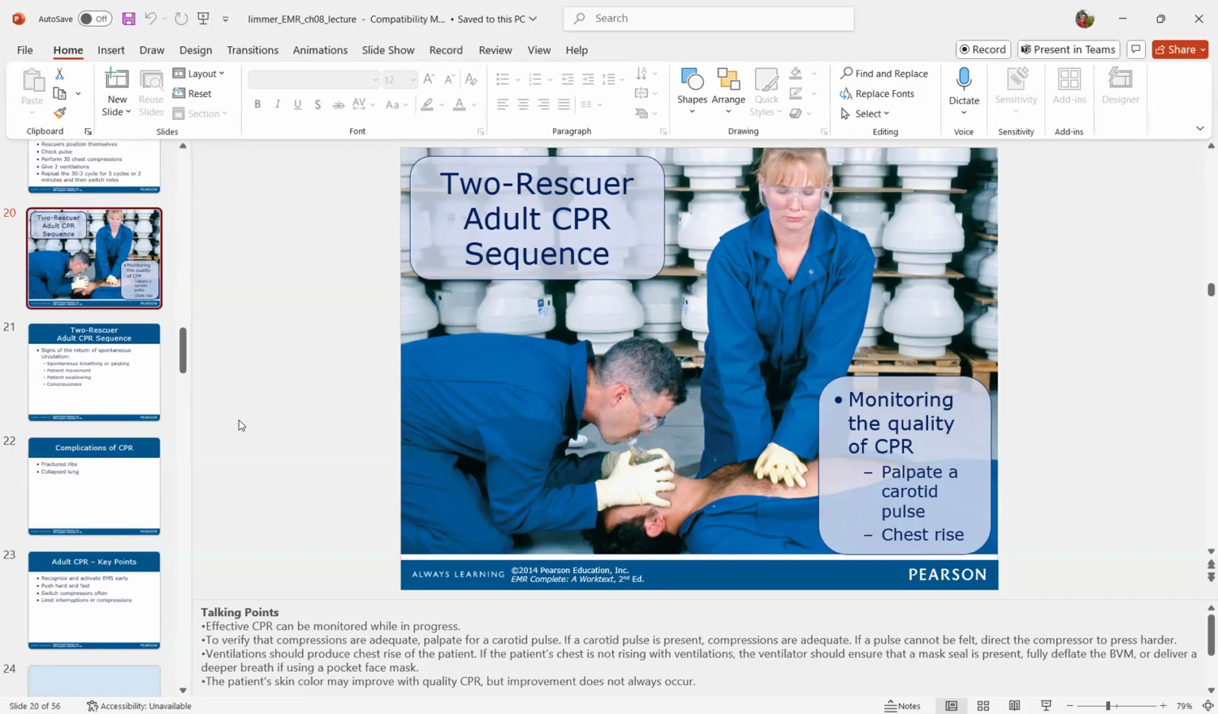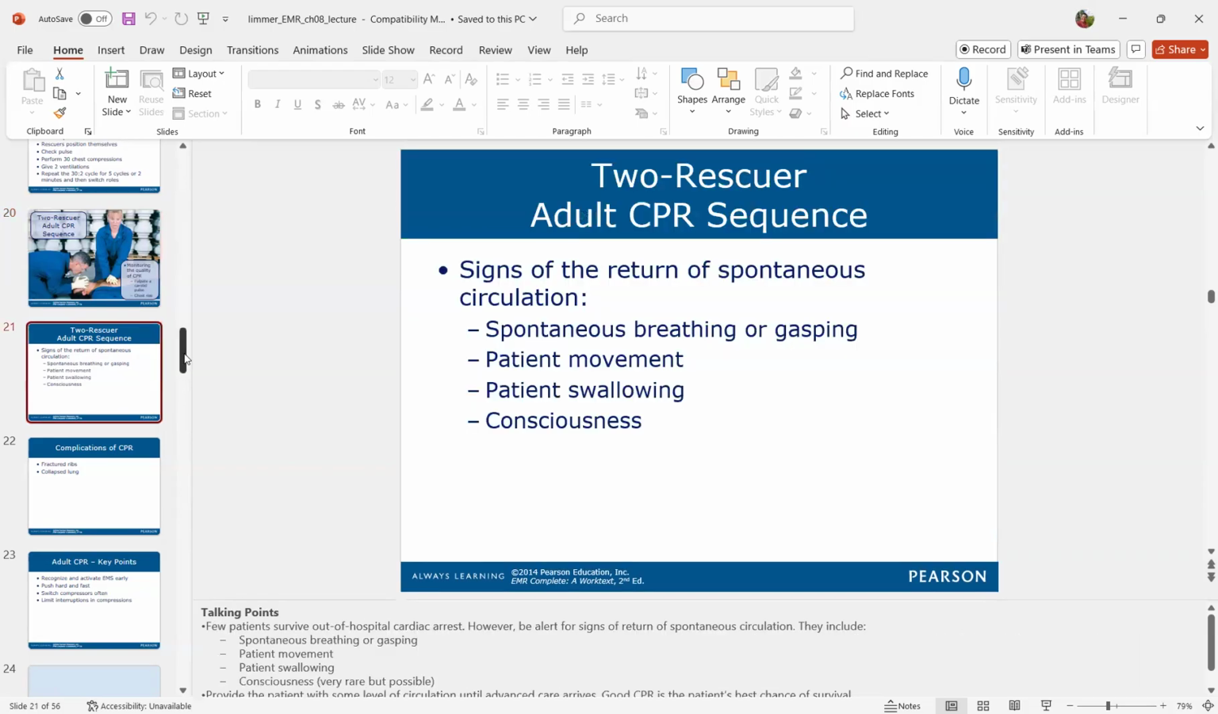Ventilations, so giving somebody breaths, should be producing chest rise in the patient. If the patient's chest is not rising with ventilations, we don't have good ventilations. We don't have a good seal. Something's happening. We can reposition the head and try again. Maybe they're choking on something. The patient's skin color may improve with quality CPR, but that doesn't always occur.